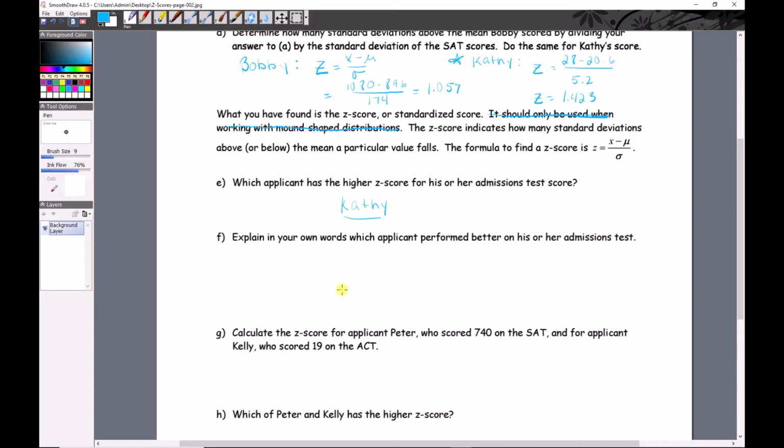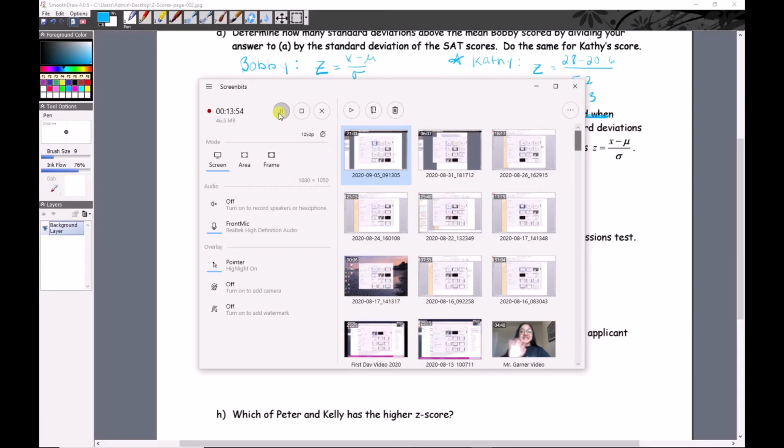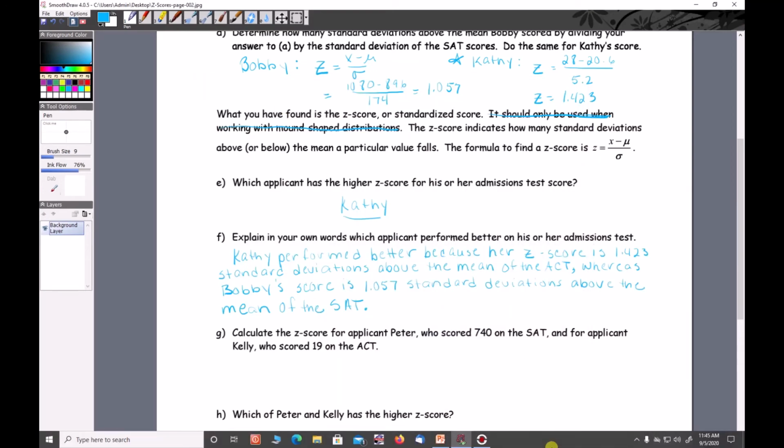And I'm going to pause and write this out to save you from sitting through watching me writing it out. All right, that was quick. So Kathy performed better because her z-score, and this is important how I'm saying this, her z-score is 1.423 standard deviations above the mean of the ACT, whereas Bobby's score is 1.057 standard deviations above the mean of the SAT.